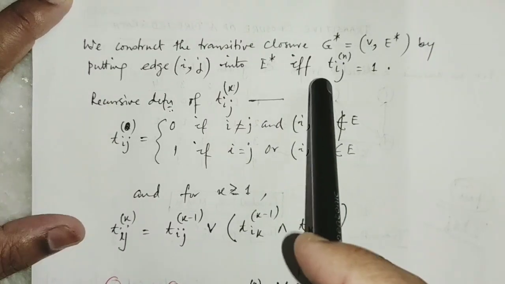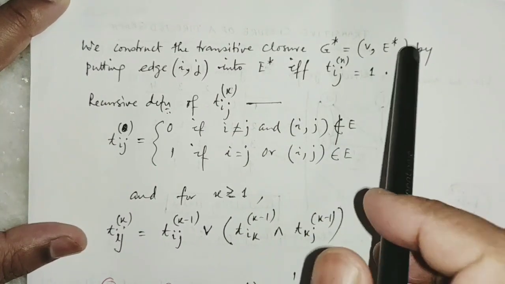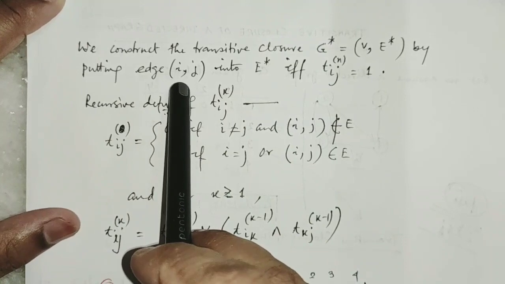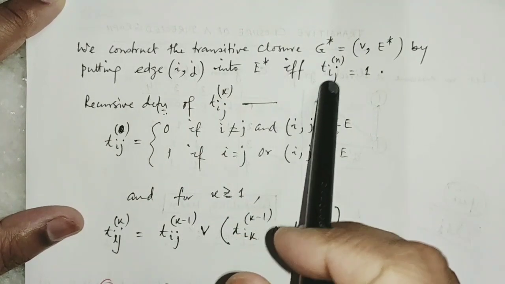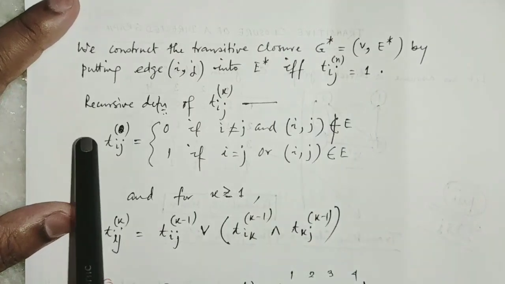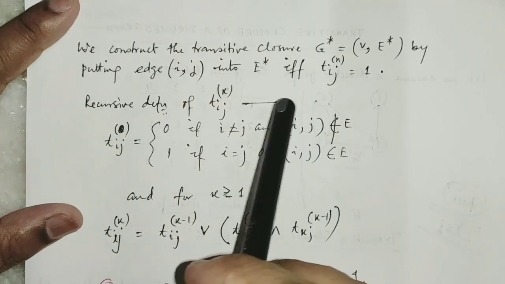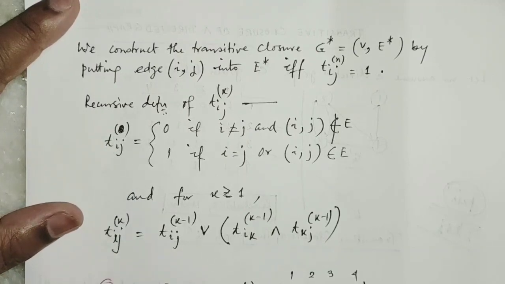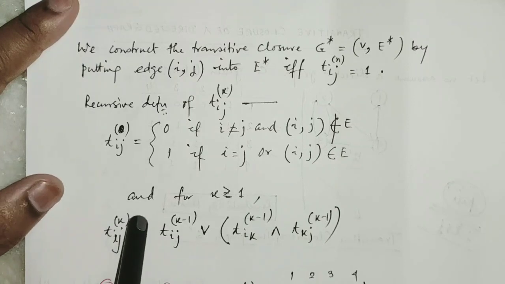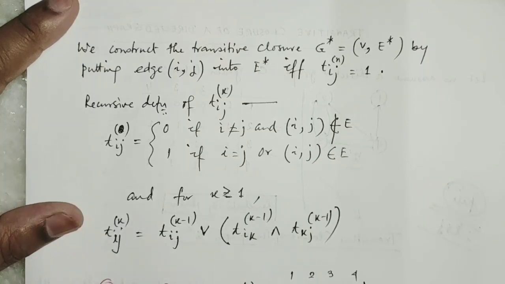So we construct the transitive closure G star equals V comma E star, that I told, by putting edge i comma j into E star if and only if T i j of n equals 1. So the recursive definition of T i j using k is as follows. T i j using 0, that means when you have not incorporated the value of k, it is like d0, the initial matrix, then d1, d2, d3, d4 in the Floyd-Warshall algorithm, d0 to d1, d1 to d2, d2 to d3.